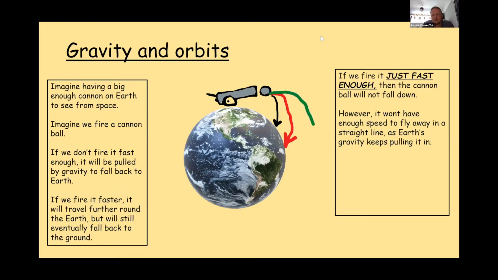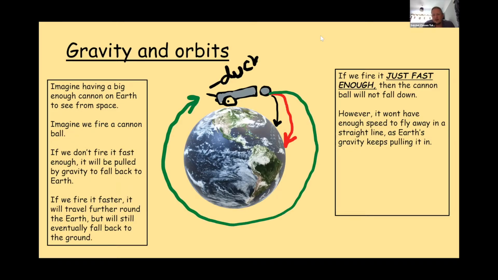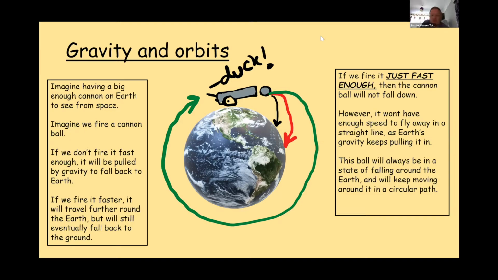At this point, the ball will always be in a state of falling around the Earth, and it will keep moving around it in a circular path. This circular path is what we call an orbit. So when we're talking about orbits, it's a circular path that a body takes around another due to gravity. And it's these orbits around the sun, around each other, that form the organisation of the solar system.